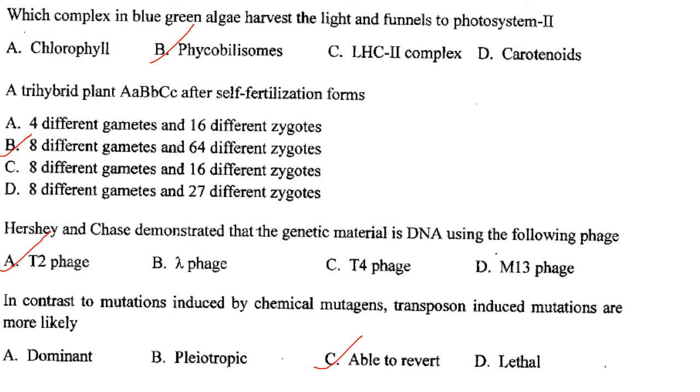Then next one. In contrast to mutations induced by chemical mutagens, transposon-induced mutations are more likely. So transposons are mutagens. They can cause mutation in several ways. That is, if a transposon inserts itself into a functional gene, it will probably damage it. Insertion into exons, introns, and even into DNA flanking the genes, which contains promoters and enhancers, can be destroyed or altered by the transposon activity.